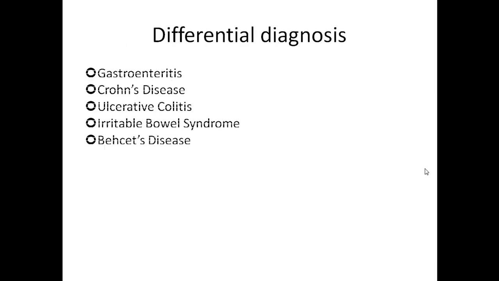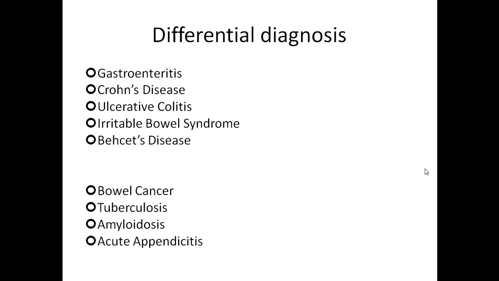Well, firstly, this could be a gastroenteritis type picture, with IBD phenotypes also a differential. Behçet's disease is a complex, multi-system disorder of unknown etiology, characteristically presenting with recurrent oral ulcers. It's presumed to be autoimmune and includes involvement of lots of different organ systems. Other differentials include bowel cancer, TB, amyloidosis, and acute appendicitis.